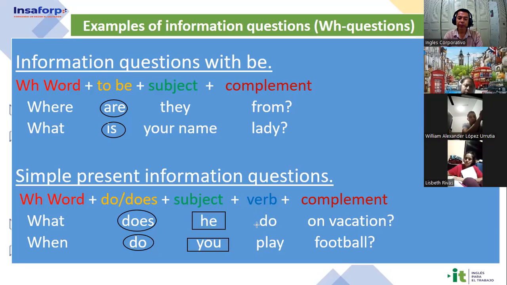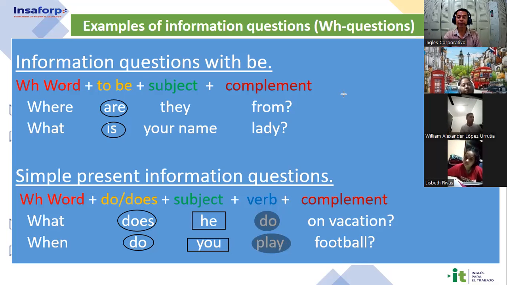Do is the verb, hacer, que hace en vacaciones, right? And play is the verb, right? Fíjense, por favor, que el do a veces se usa como verbo principal y a veces se usa como auxiliar. Tiene doble función. En la primera es el verbo principal, que hace en vacaciones, y aquí el do está como auxiliar. Ok, lo demás es el complemento.